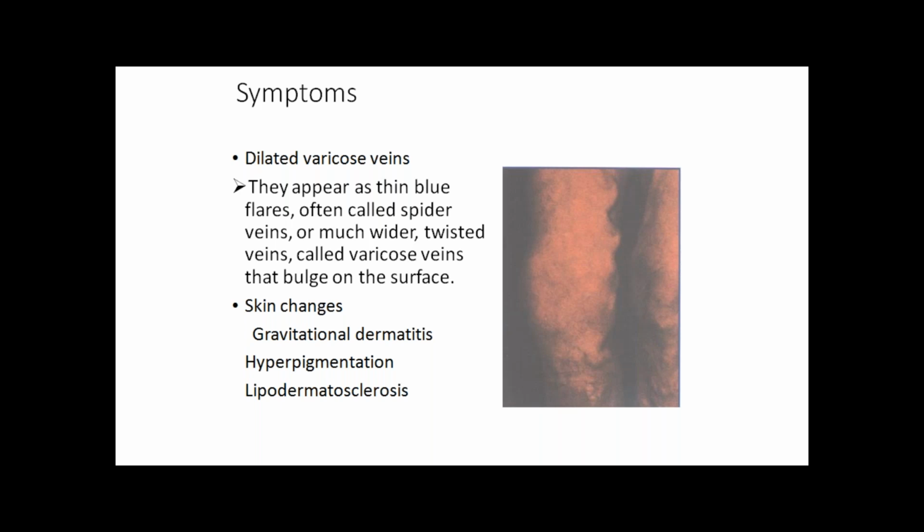Skin changes: there may be gravitational dermatitis and hyperpigmentation. Here the hyperpigmentation is mainly due to hemosiderin deposition, and lipodermatosclerosis is nothing but inflammation, induration, fibrosis, and edema, all of this is called lipodermatosclerosis.